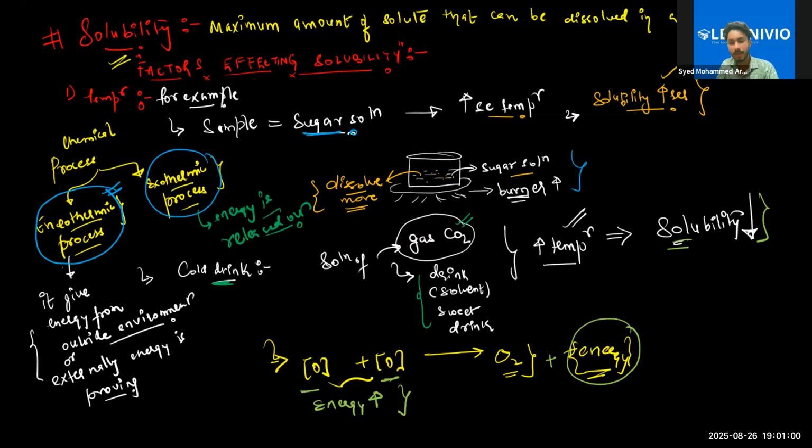Is it a directly proportional relation or an inversely proportional relation? It is based on which process we are talking about. If we are talking about the endothermic process, the solubility is directly proportional to the temperature. If we are talking about the exothermic process, the solubility is inversely proportional to the temperature. Got it?